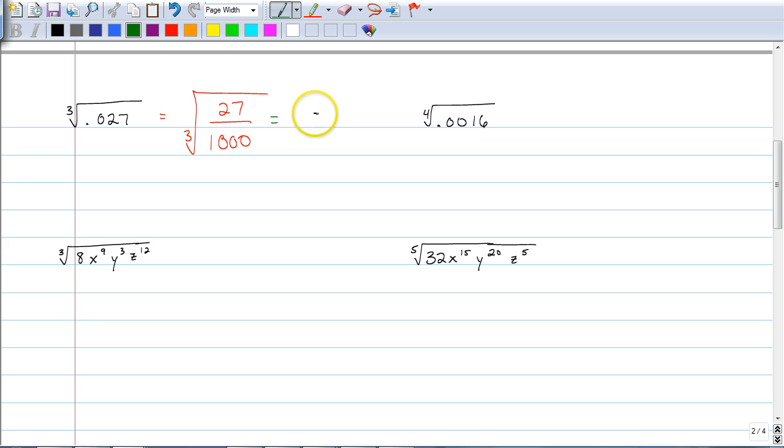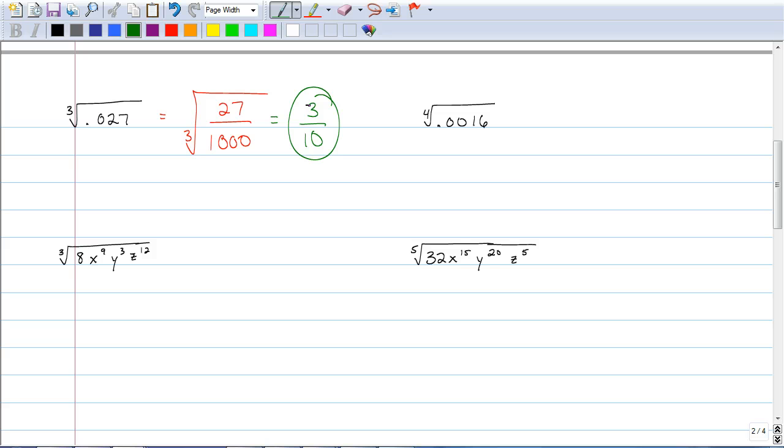The cubed root of 27 is 3. Please don't say 9. We're not taking 27 divided by 3. We're saying, well, what times itself 3 times gives me 27? Your answer is 3. So what times itself 3 times gives me 1,000? Your answer is 10. So the cubed root of 0.027, or 27 thousandths, is going to be 3/10.